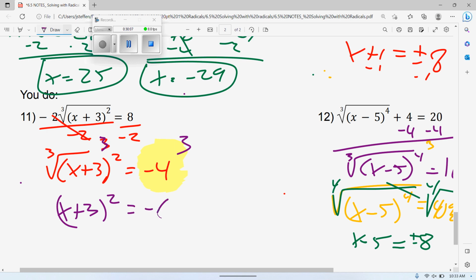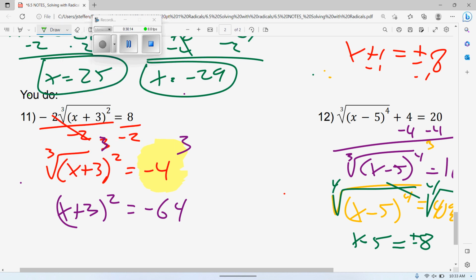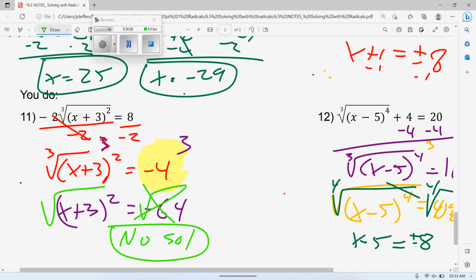And that's where we end up. The next step, we have to take the square root, but we can't take the square root of the negative. So this one's no solution. Now again, if you put plus or minus 8i, I can live with that, but if I were you, I would stick with no solution for this chapter.